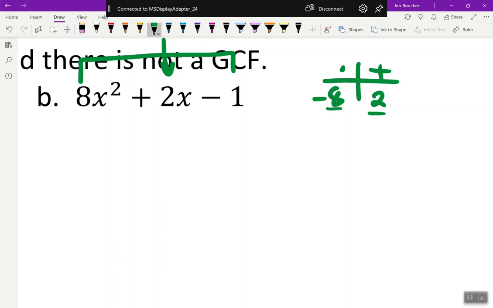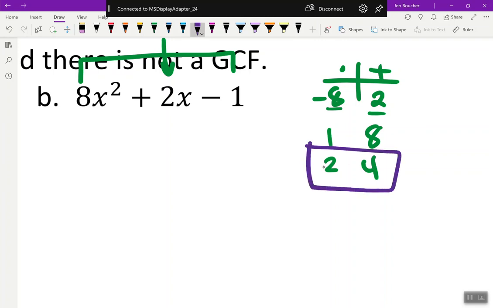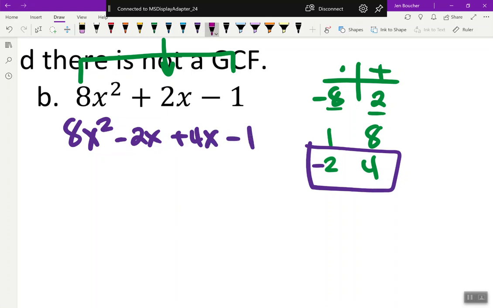Are you okay with this setup? What multiplies to -8 adds to 2? 8 doesn't have very many choices. So it's got to be this one. Which one's negative? 2. Can I take the shortcut? All right, minus 2x plus 4x minus 1. Now what?